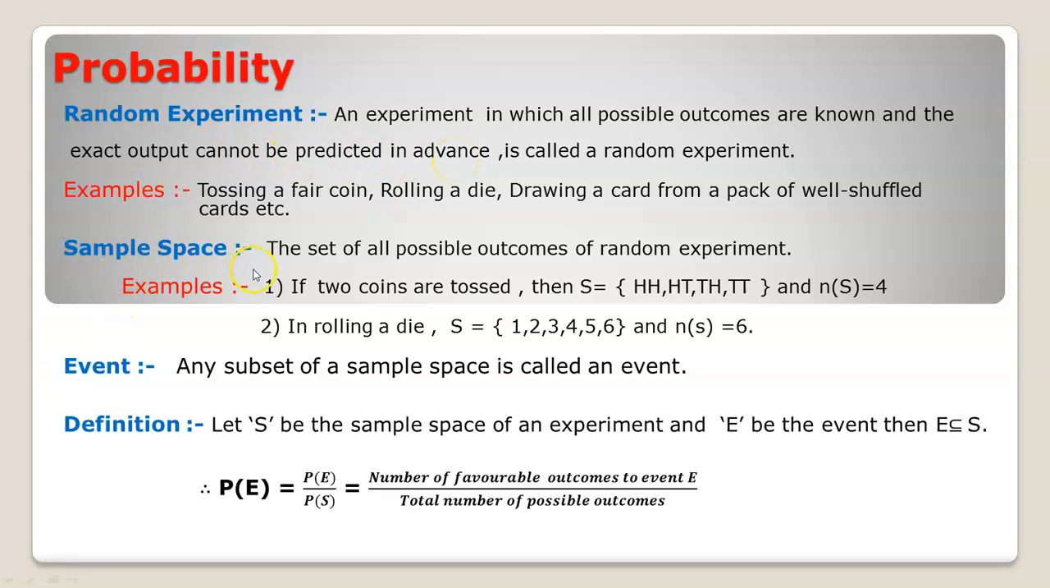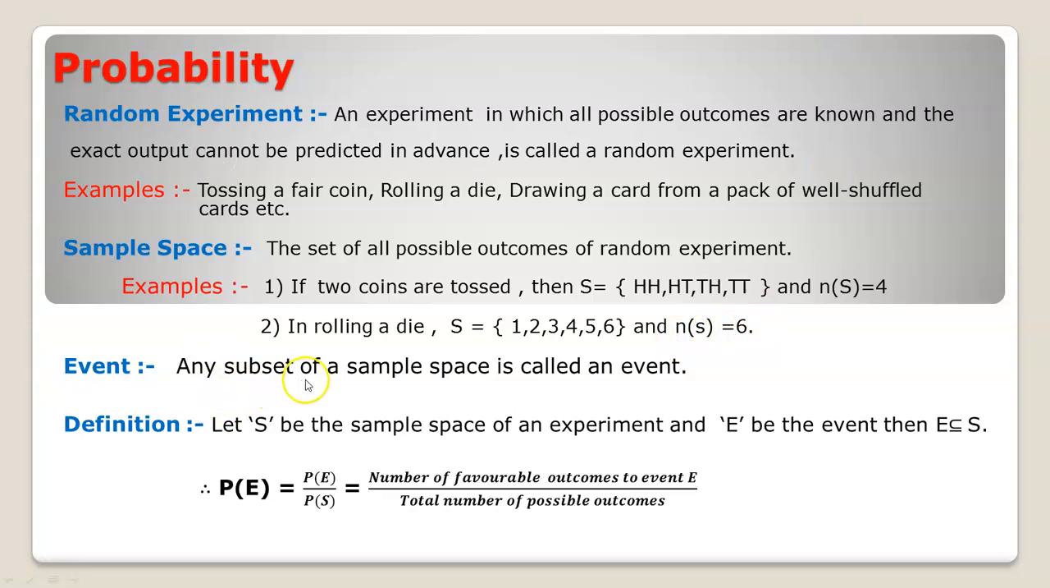Next, sample space: the set of all possible outcomes of a random experiment. Outcomes means output. For example, if two coins are tossed, then the sample space S equals {HH, HT, TH, TT}, where H is head and T is tail. The number of sample points is 4, so we write n(S) = 4. In rolling a die, the sample space is {1, 2, 3, 4, 5, 6}, and n(S), the number of sample points, is 6.